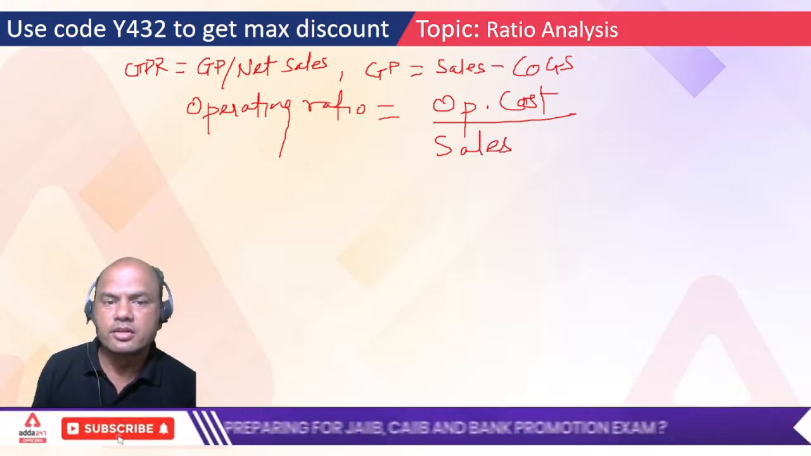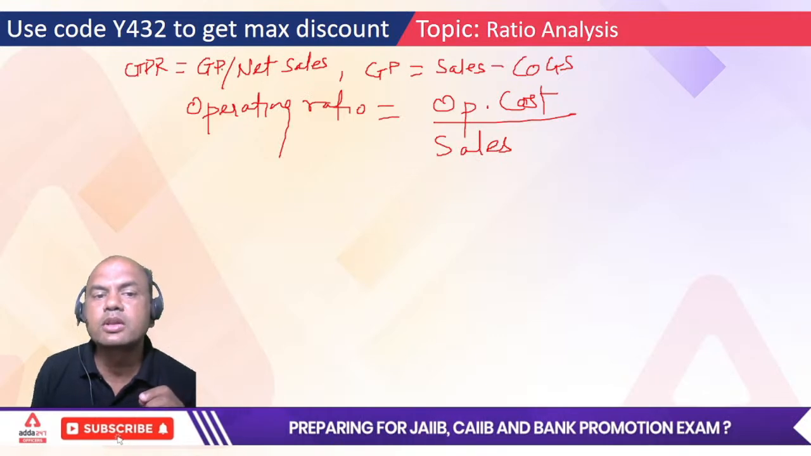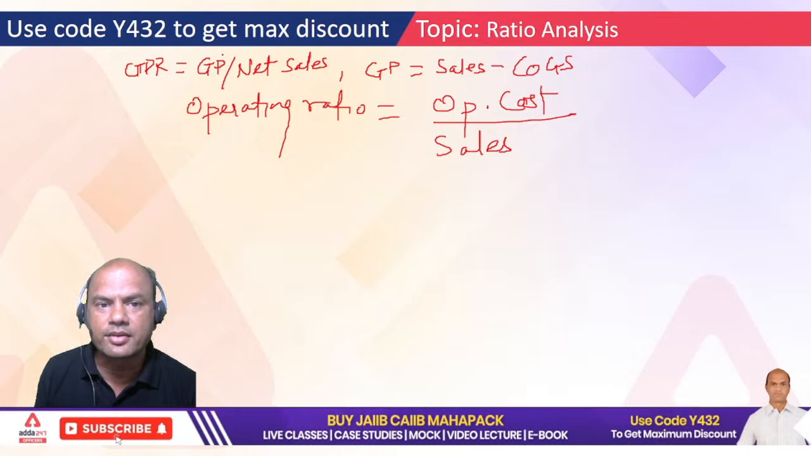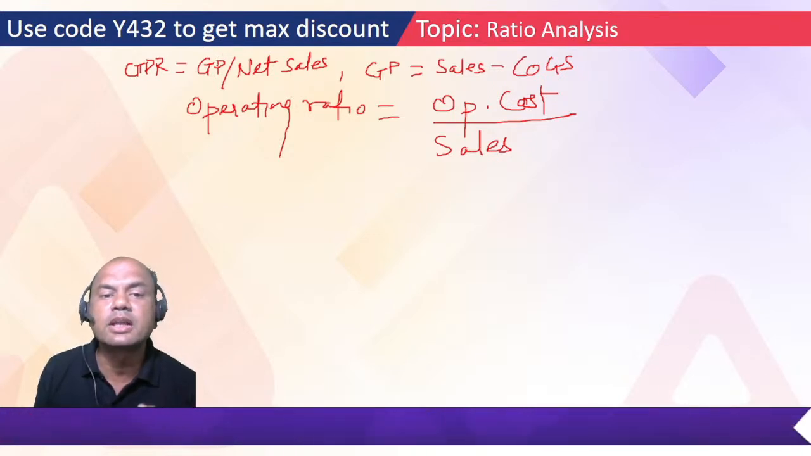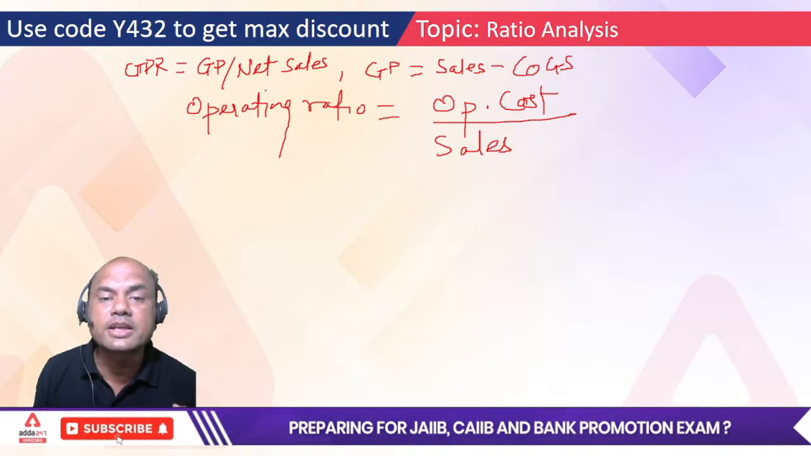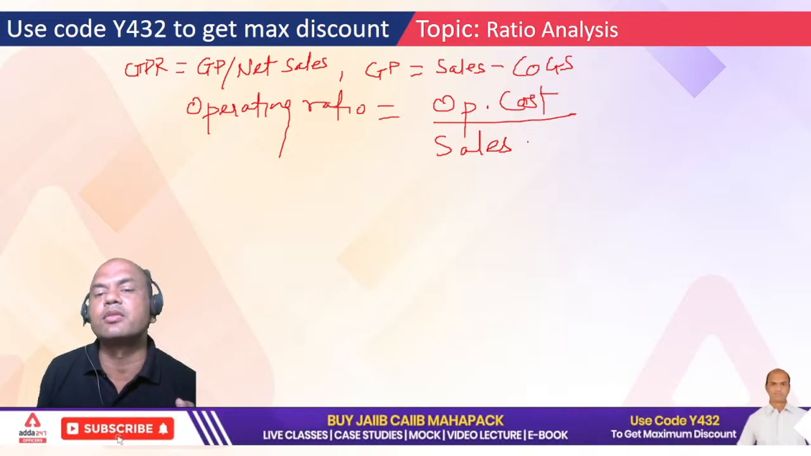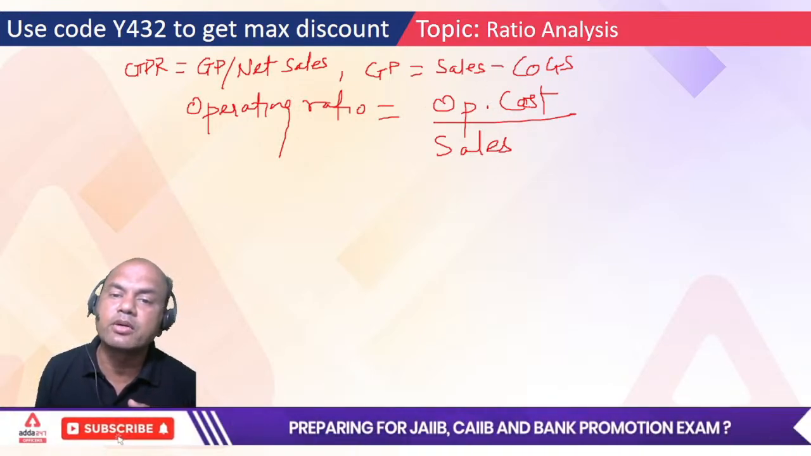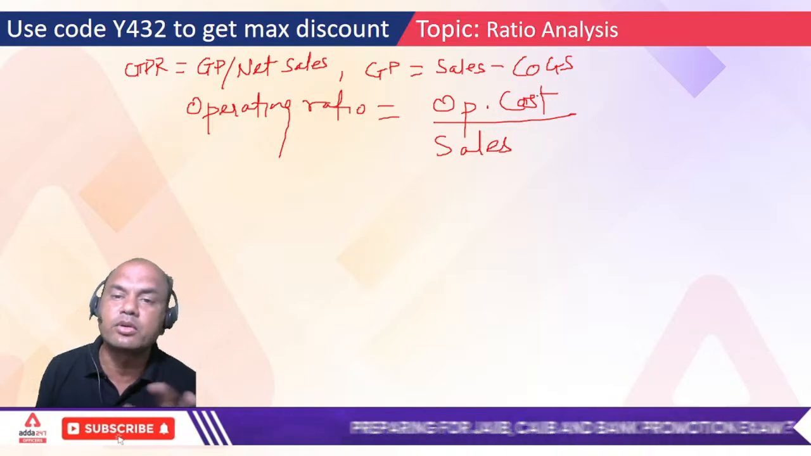Remember, for gross profit ratio, the more the ratio the better. Net profit ratio, the more the ratio the better. For any investor, a higher profit ratio is better. But for operating ratio, the less the ratio the better. Why? Because its numerator is operating cost. If the ratio is more, it means operating cost is more. It means the company is not doing very well.